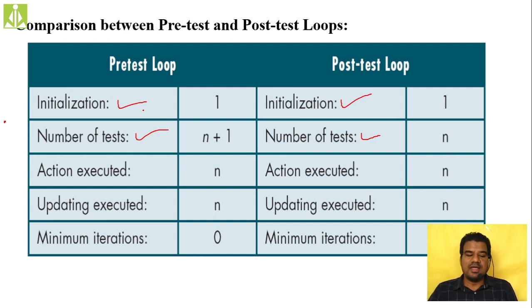Hopefully you understood. Then actions: how many times is the body executed? n times. Over here also n times. The body of the loop will be executed n times in both cases.